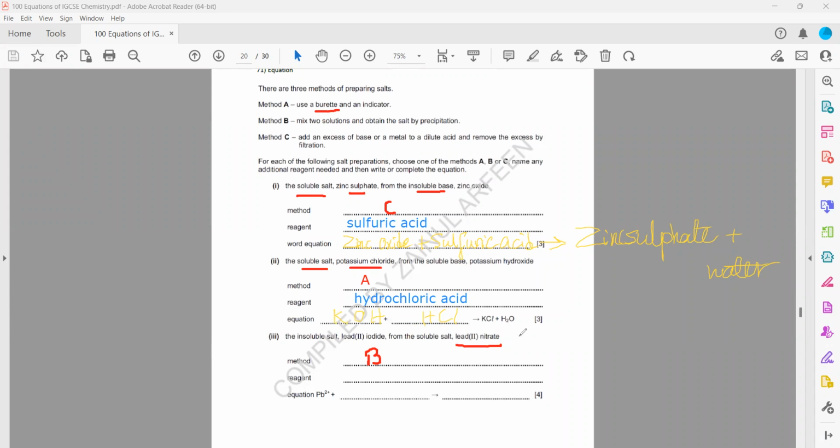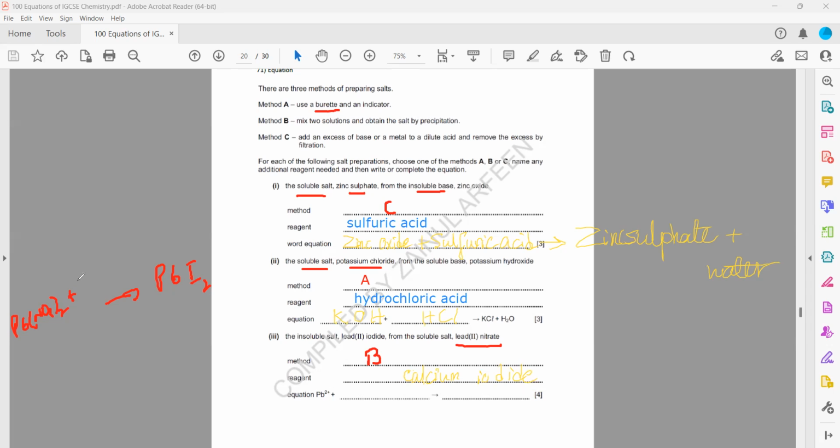Then here, reagent: we want to produce lead iodide from lead nitrate. So what do we mix with lead nitrate to give lead iodide? We have lead nitrate already, and we want to prepare lead iodide, PbI2. So what reagent do we need? We can add a group 1 salt, for example sodium iodide. Better to mention a group 1 salt.